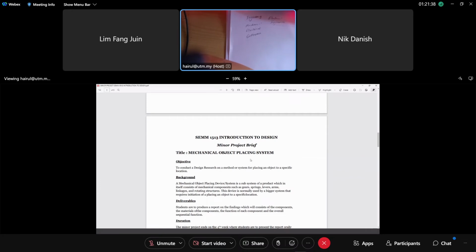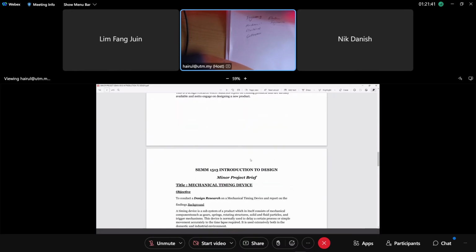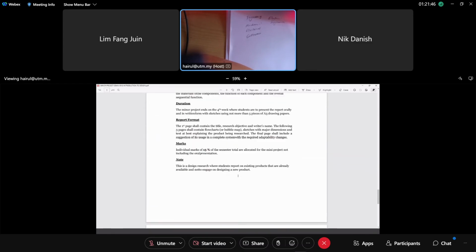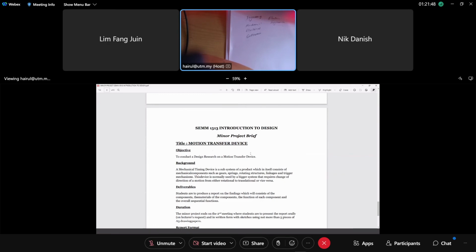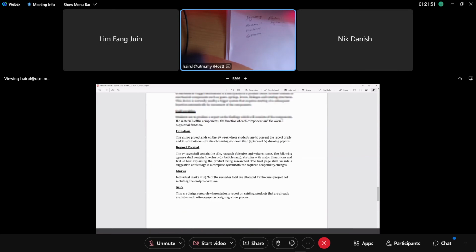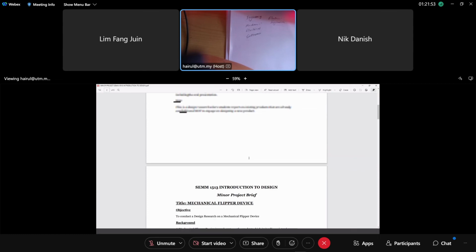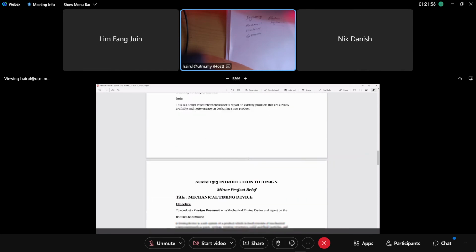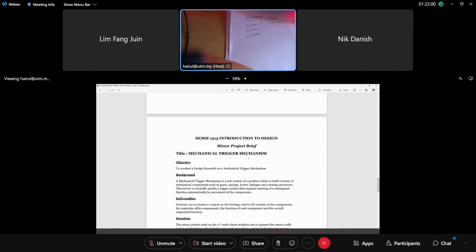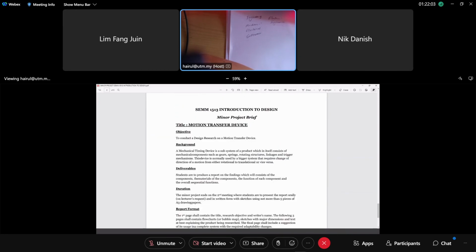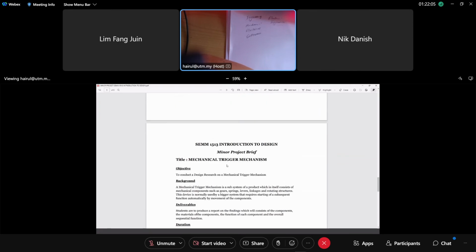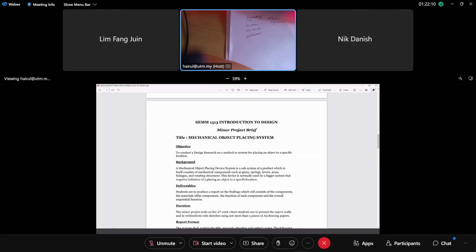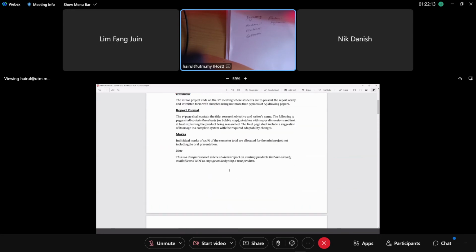This is not major project, guys. This is minor project. And one is mechanical timing device. Another one is mechanical trigger mechanism. And the one is motion transfer device. I think that's all. How many titles we have? 1, 2, 3, 4, 5, 6. Okay, we have motion transfer, we have trigger mechanism, we have timing, and we have object placing, and we have flipper, and we have feeder.